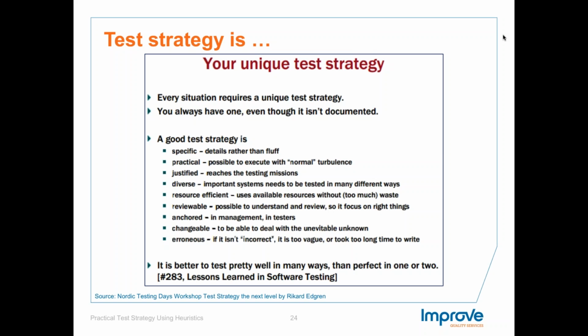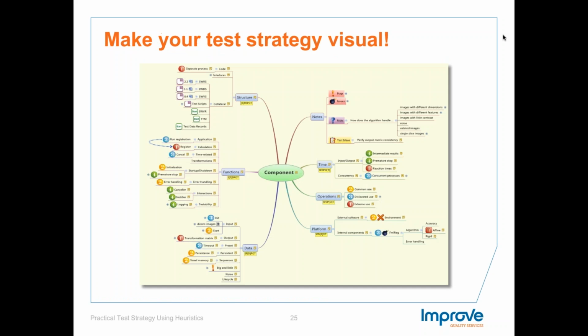Use retrospectives to talk about, okay, what did we miss in this strategy? How can we make it more efficient? How can we make it easier to understand? Stuff like that. Talk about it. Let other people help you. And make it visible.